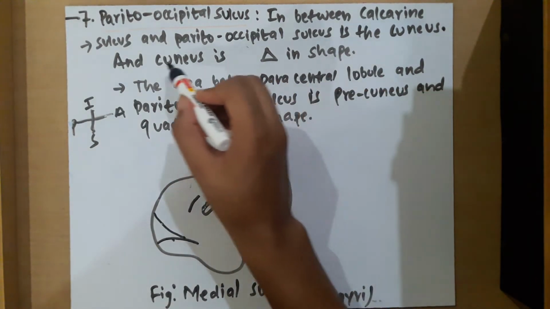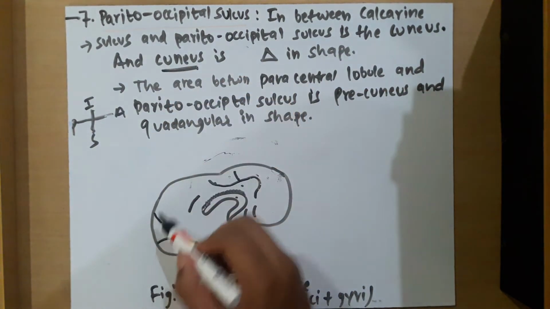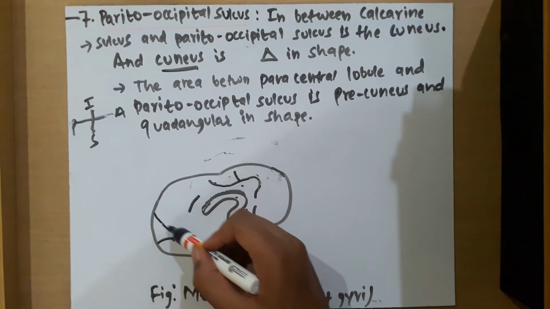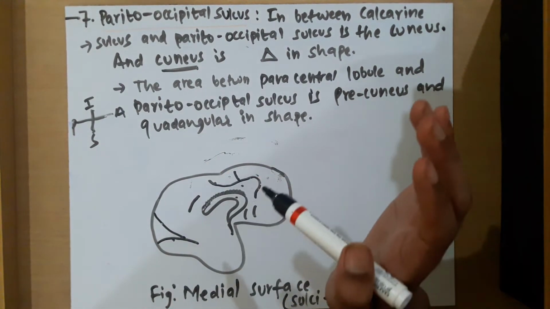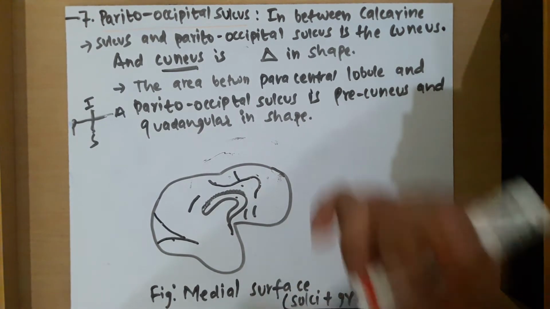Okay, where is it? This is known as cuneus, and this is triangular in shape. Can you see or not? Okay, triangular in shape. And now the area between the paracentral lobule. Remember where I mentioned the paracentral lobule?